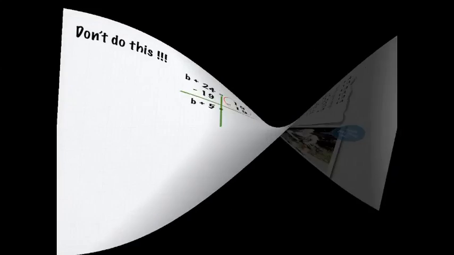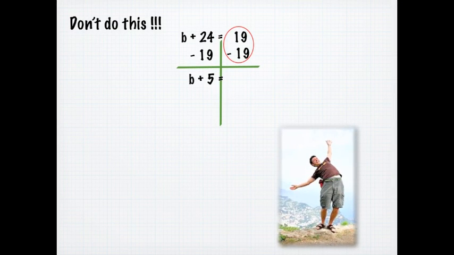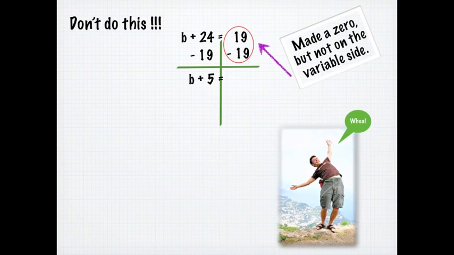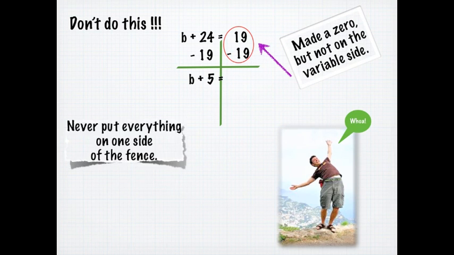Before we end, let's look at a few common mistakes that I see students make. The quickest way to see mistakes is to check the action items to see if any errors were made. Do you see this mistake yet? When I check action number 1, I see he made a 0 but not on the variable side. You never want to put everything on one side of the fence. However, you can fix this by making another 0 and moving the 5 back to the other side. But what a lot of work.